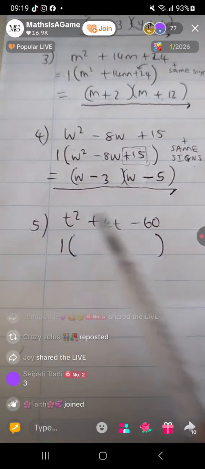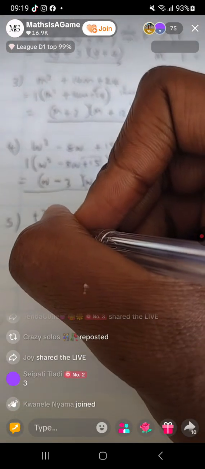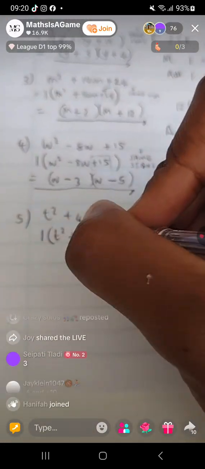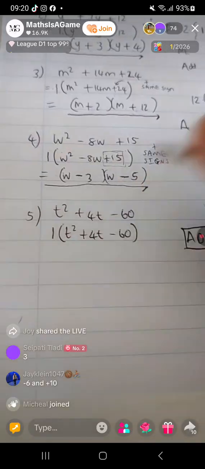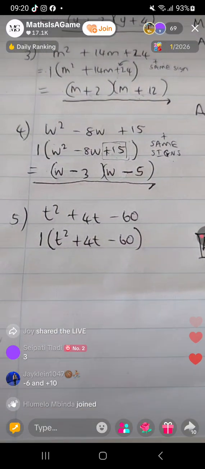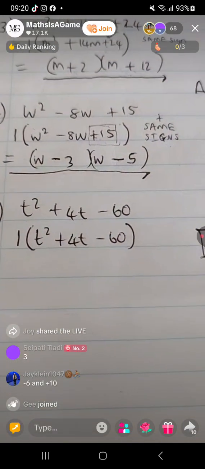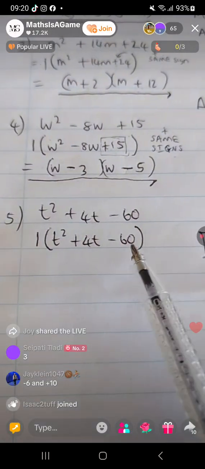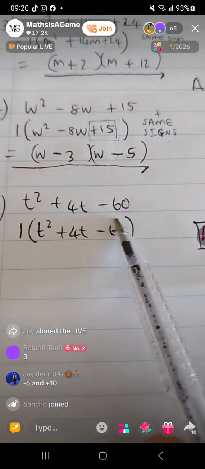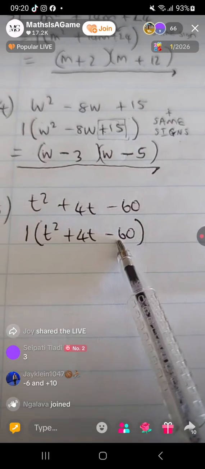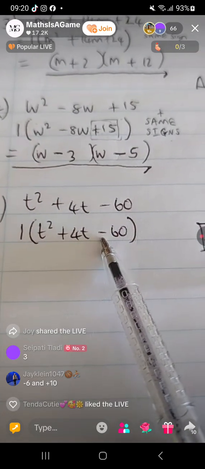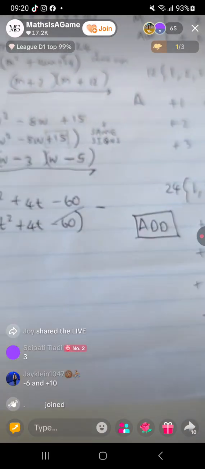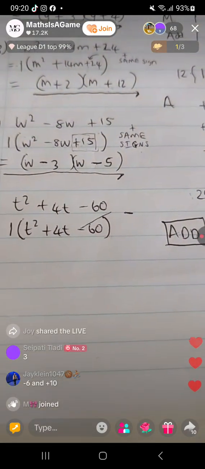So our highest common factor, sign and number, is 1. What's left inside? 1 times what is t squared? Remember, anything multiplied by 1 that is positive is that thing. So we are going to have the same expression inside the bracket: t squared plus 4t minus 60. Are we together? Then we look at the constant last term. What is the sign of that constant last term? It is negative. It is not positive.